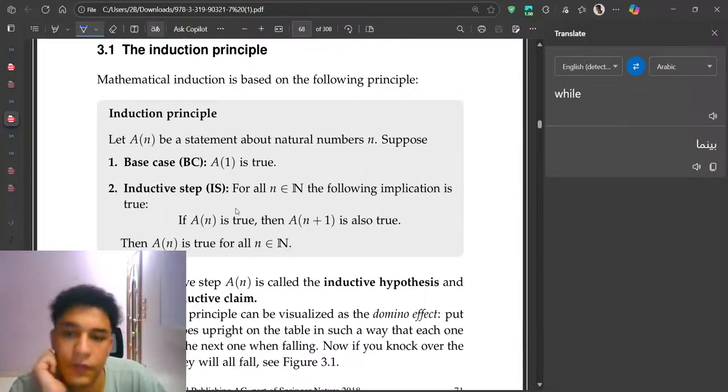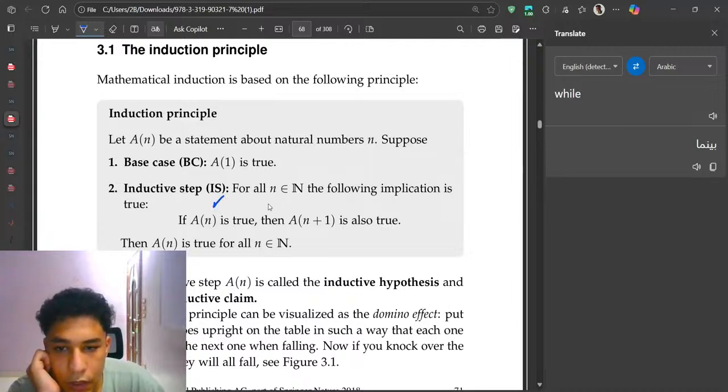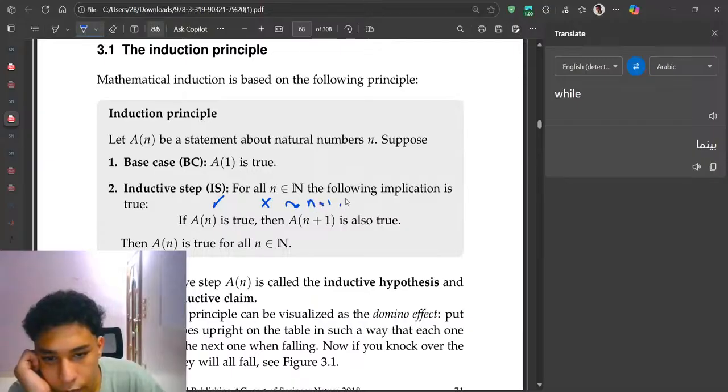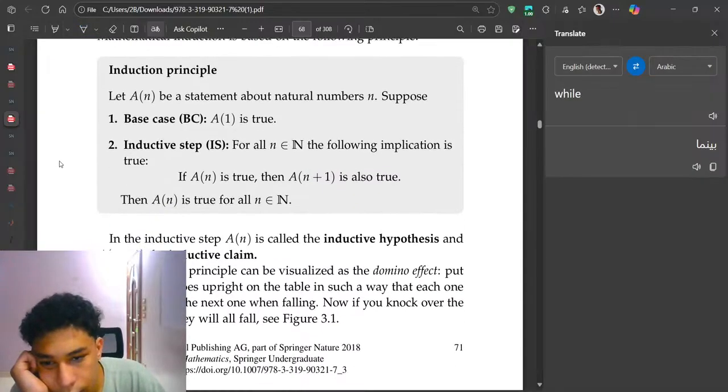So basically, if the statement holds for some natural number n, then it should also be true for n plus 1. Because it cannot be true for one while false for the other, and we can give an example of the other number that we want to test by n plus 1 or n plus 2, right? So I guess that's it. In the inductive step, A(n) is called the inductive hypothesis, and A(n+1) is the inductive claim.